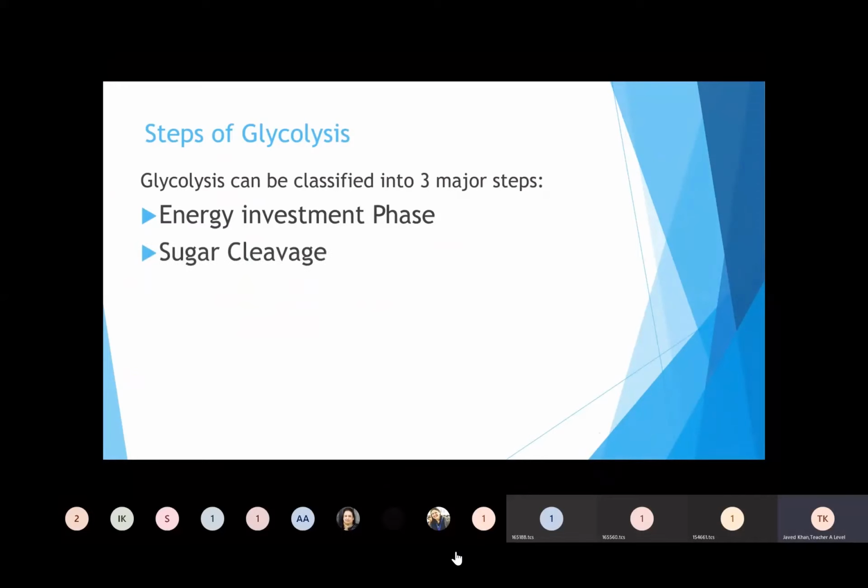The second one is called sugar cleavage. Cleave means break down. So sugar can be cleaved in the second stage. And of course the third is the energy yielding phase. So we invest here and then we get back here. We invested some energy to cleave the sugar, and then we got the energy in the third stage. So glycolysis has three major steps: energy investment phase, sugar cleavage, and energy yielding phase.